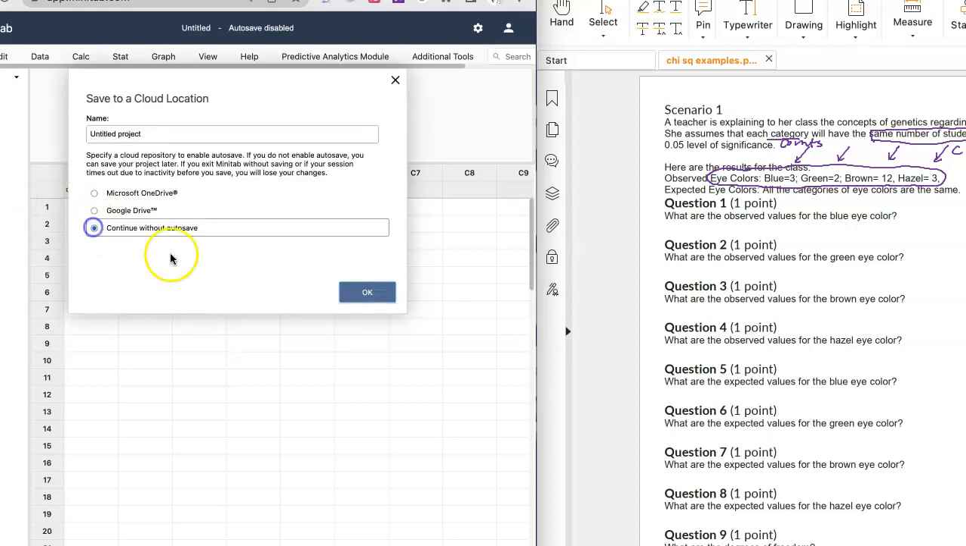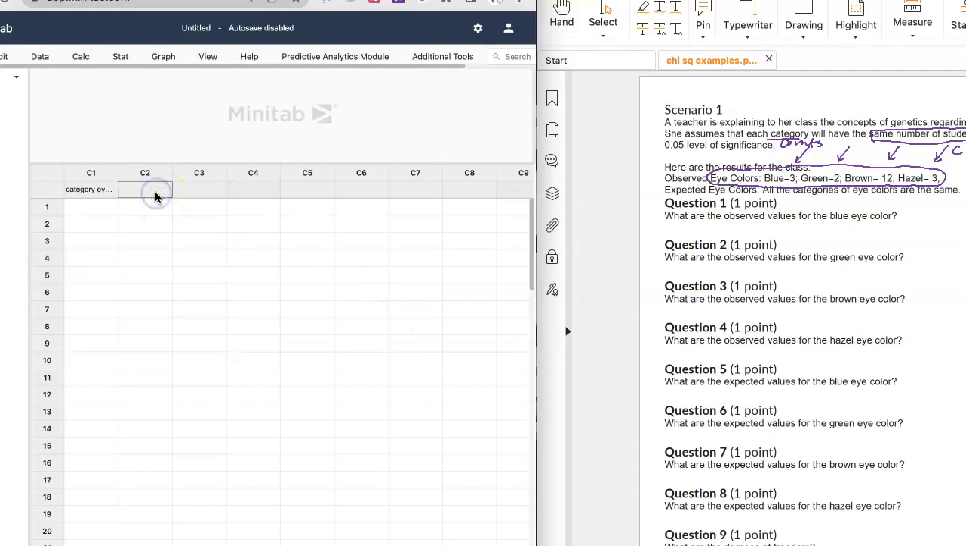And then maybe in the next column, I want to put the counts. And this is the observed counts. And then in the third column, we are going to put the proportion, or we can choose to leave that blank. We might leave it blank because it's equal proportions, because it says the same number of students. So we can leave it blank, and Minitab will fill that in if it says the same number of students in each category. That means the same proportion for each category.